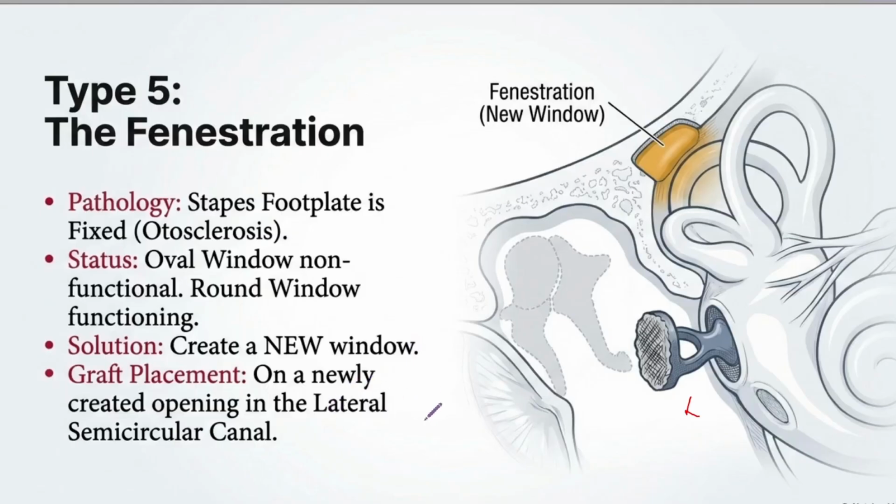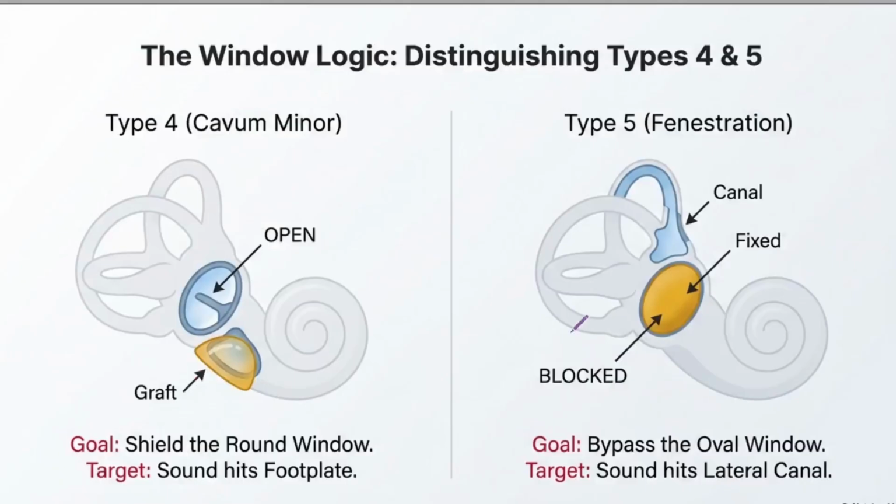Wait, the semicircular canals, those are for balance, aren't they? That's what makes you dizzy. They are, but the fluid spaces are all connected. The balance fluid meets the hearing fluid. By drilling a hole, a fenestra, into that balance canal, they create a new entry point for sound waves to get into the system. That sounds incredibly high risk. You're drilling into the balance organs to try and restore hearing.